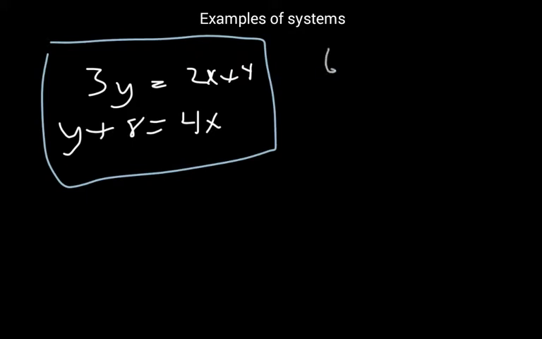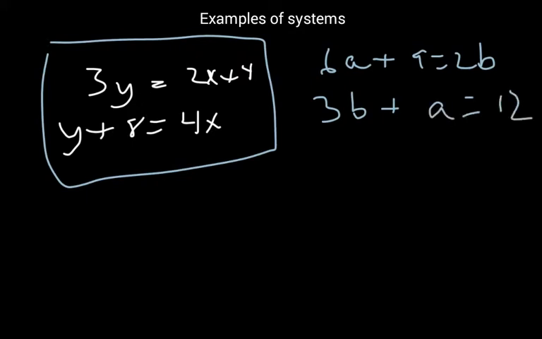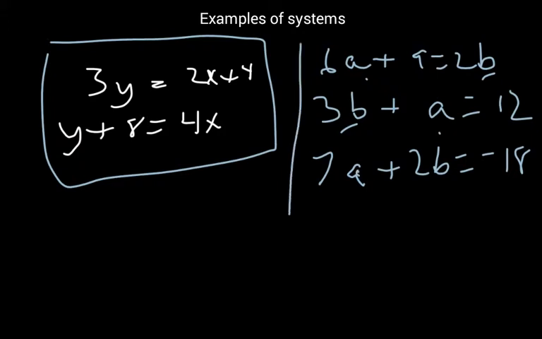Or it could be something like 6a plus 9 equals 2b. Not a system yet because we don't have two equations. 3b plus a equals 12. Now we have a b and a b here, an a here, so that would be a system. Or maybe we even have another equation that has an a and a b in it. So 7a plus 2b equals negative 18 would be a system.